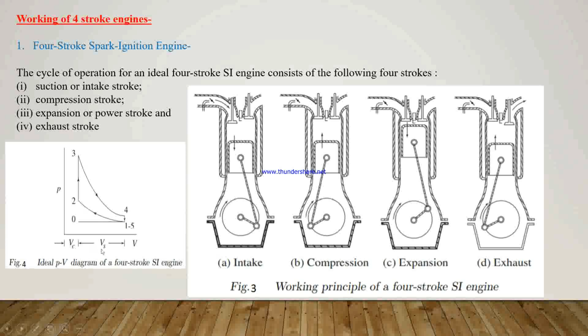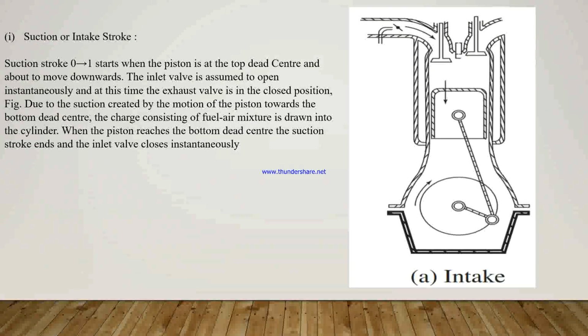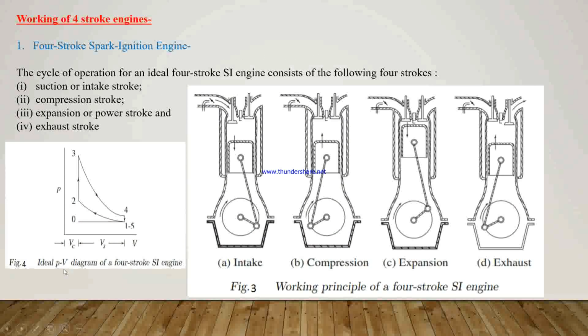And here the ideal pressure versus volume diagram, that is the PV diagram of a 4-stroke SI engine, is shown, where Vc and Vs, the clearance and swept volumes, are shown. Now we see the cycle one by one. First is the suction or intake stroke. Here in this figure we see the suction stroke is from 0 to 1.